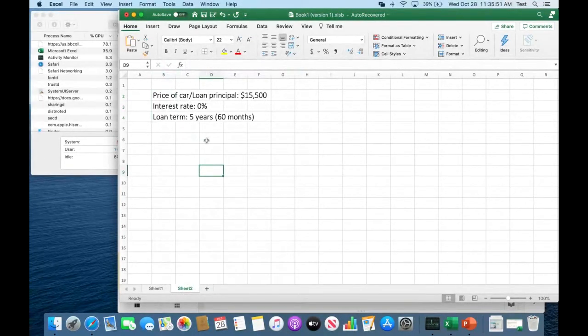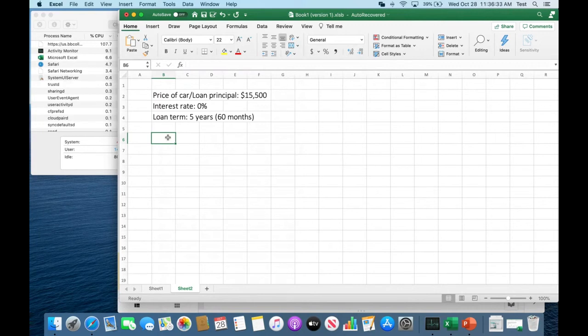Okay, so we're looking at a car, and the price of that car is $15,500. For very simplistic purposes, we are going to say that the interest rate is 0%, and the loan term is 5 years, but there are going to be monthly payments, so 60 months. Now, do we even need the time value of money to solve this problem? No, we don't, do we? Because if interest is not involved, then this becomes simple math.